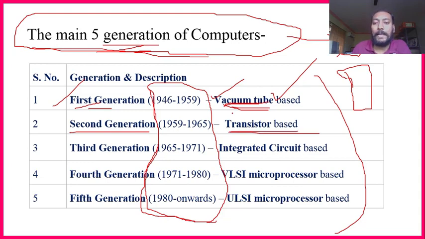And if you see the first generation computer, the size was very big. If your room is 10 by 12 feet, only 2 systems could fit in that hall. Now you can imagine how big the computer was. The range is 1946 to 1959, around the time of the freedom fight and independence. At that time India did not have any computer.